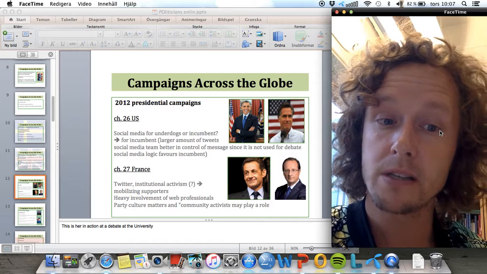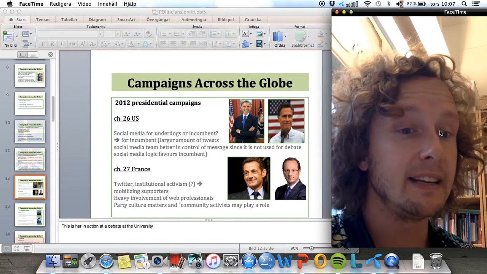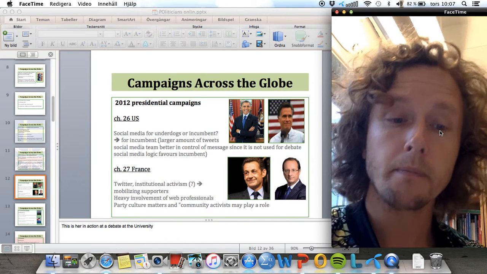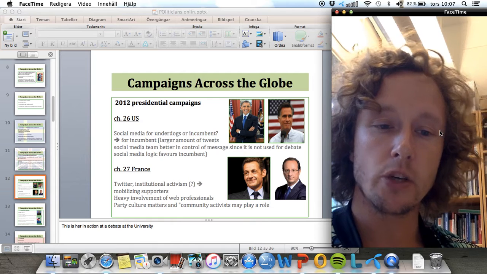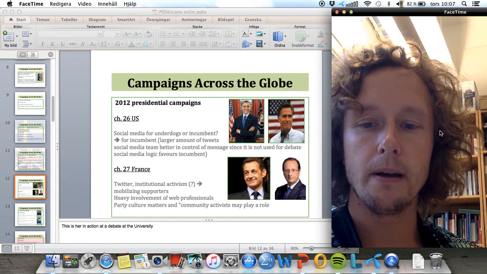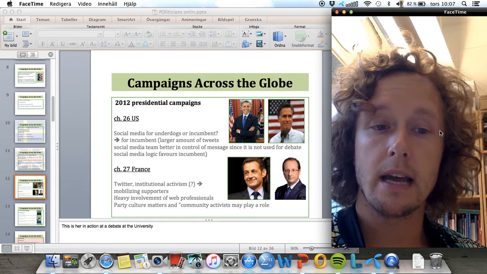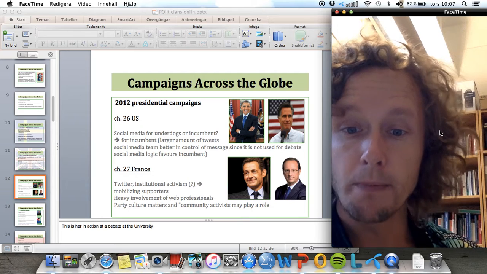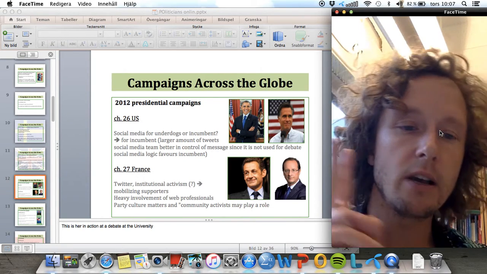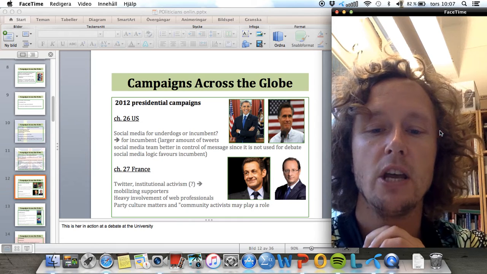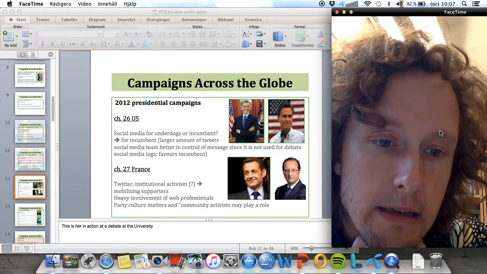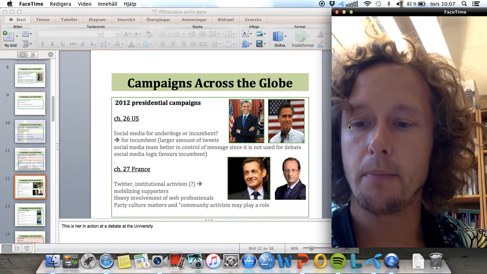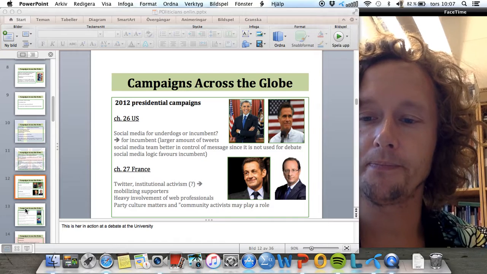When I talk about activist participation in my tripartite delineation, it's a very different understanding of activism. So you know that. But it's based on Twitter, and it shows how Twitter can be used for mobilizing supporters. It also shows that the candidates had a heavy involvement of web professionals, and that party culture mattered a lot. But still, what they call community activists do play a role in the election campaigns. Have a look and see. Perhaps you like this chapter better than me.